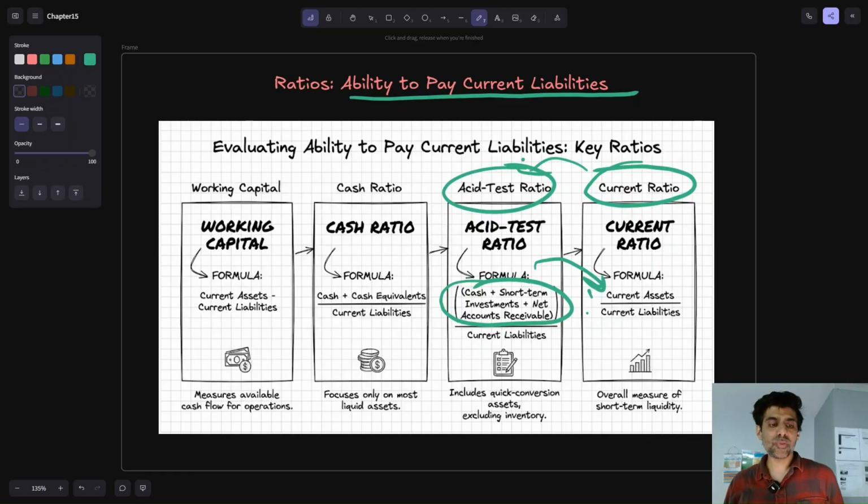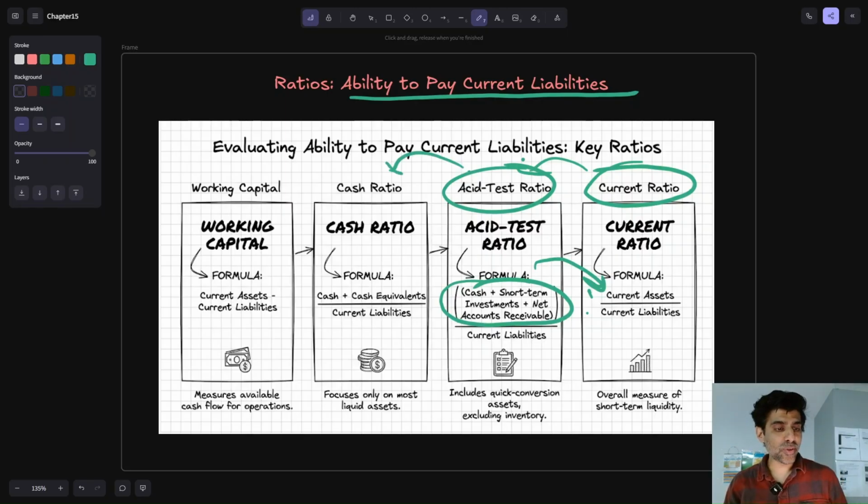So this is the asset test ratio. By definition, it will be equal to or lower than the current ratio. It's only equal if we had no inventory or no other current assets, but it will be lower because it's more stringent. It's taking only the most liquid part of our current assets.